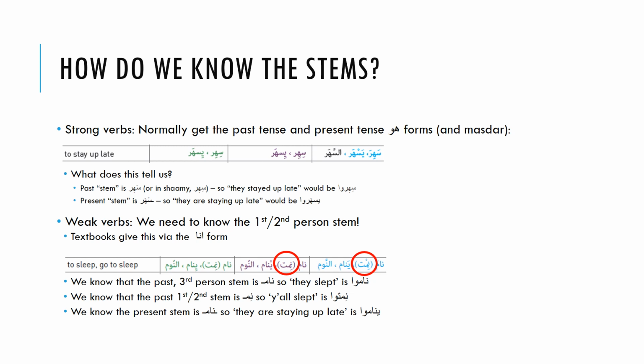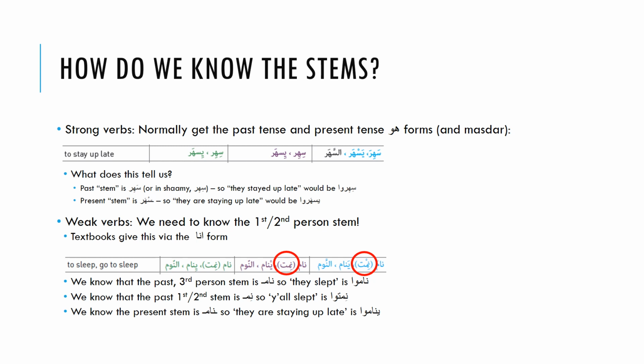So if we want to say they stayed up late, we just add our suffix onto it, and we say Sihru. Notice the kasra in that middle. We know that the present tense has a fatha on the middle letter, so we would say yes haru, right? We say Sihru, yes haru. But we just add our conjugations onto this. Pretty easy, we've been doing this for a while.